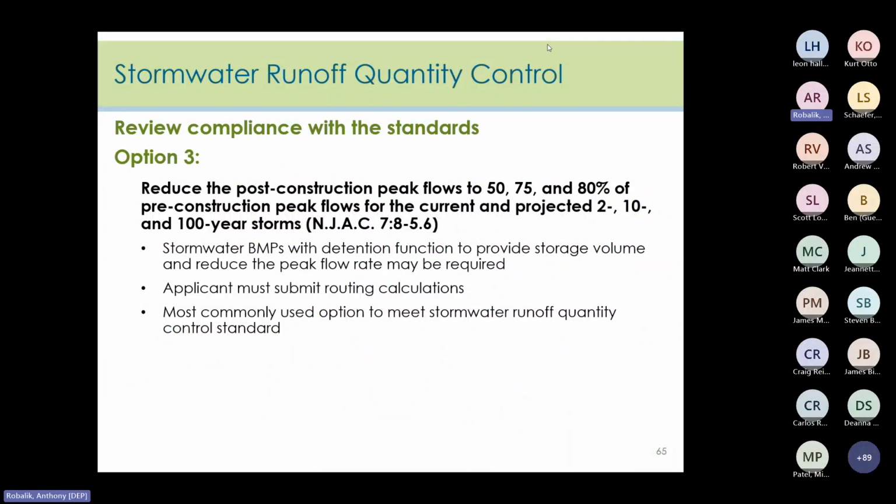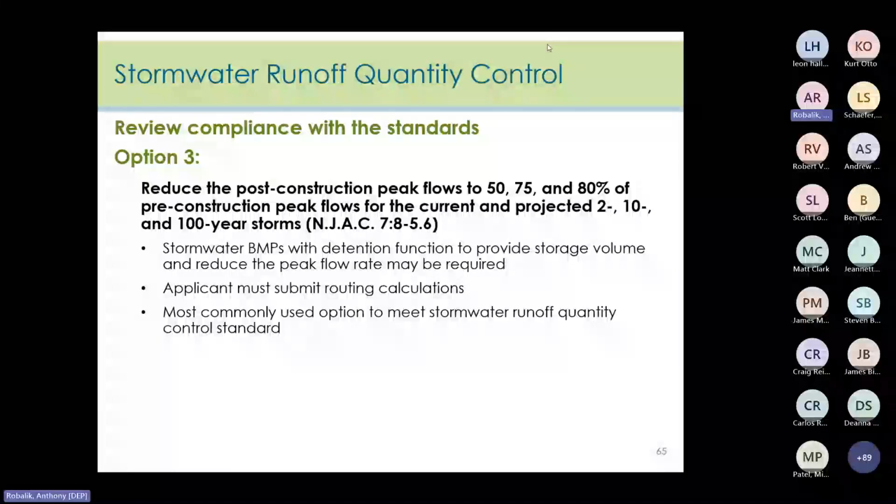So we won't be covering option 2 as that was previously covered, and skip on ahead to option 3. Option 3 is the most commonly used, although that doesn't mean we don't see many errors with the way it's implemented. This option requires use of stormwater BMPs with a detention function and outlet control structure to attenuate flow.